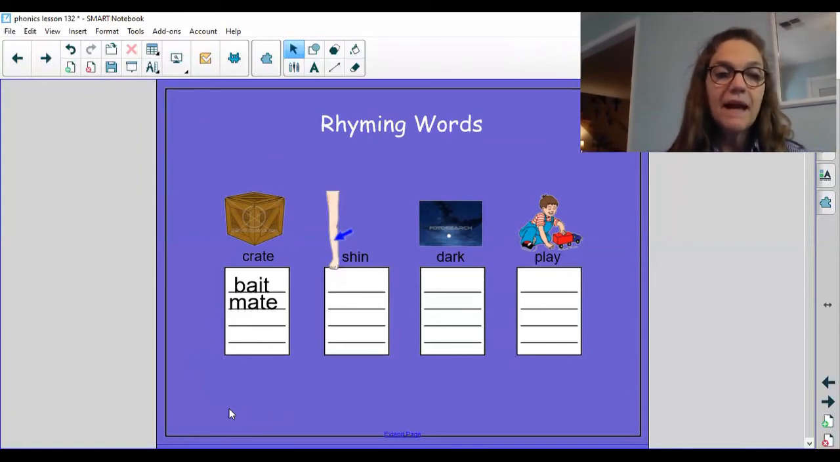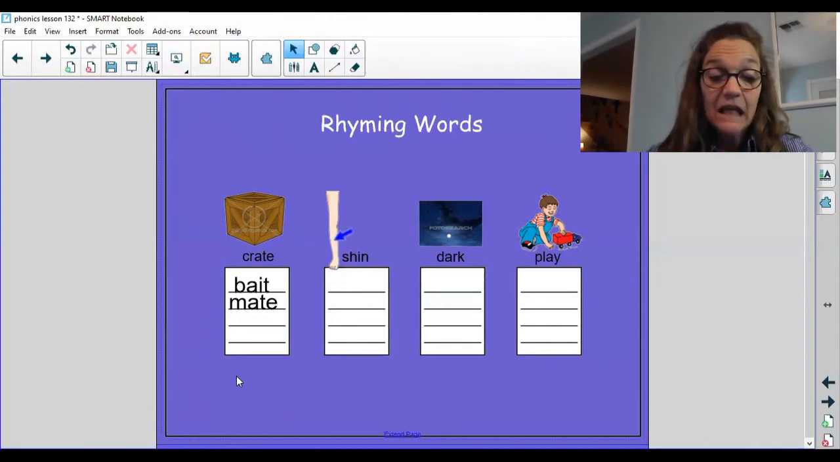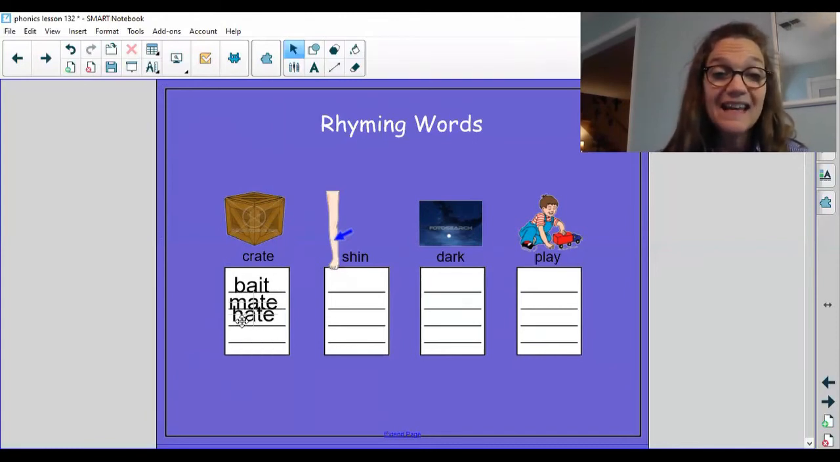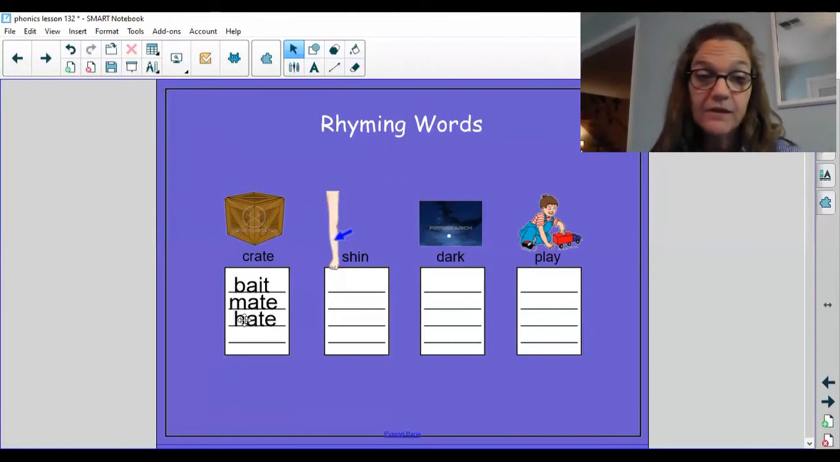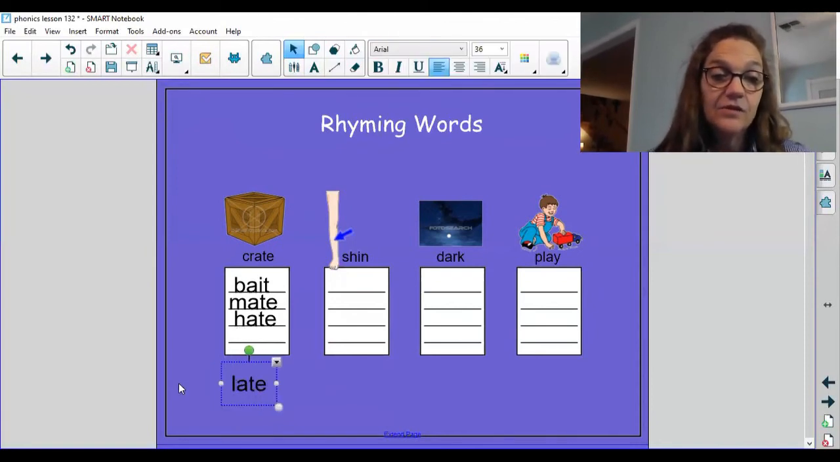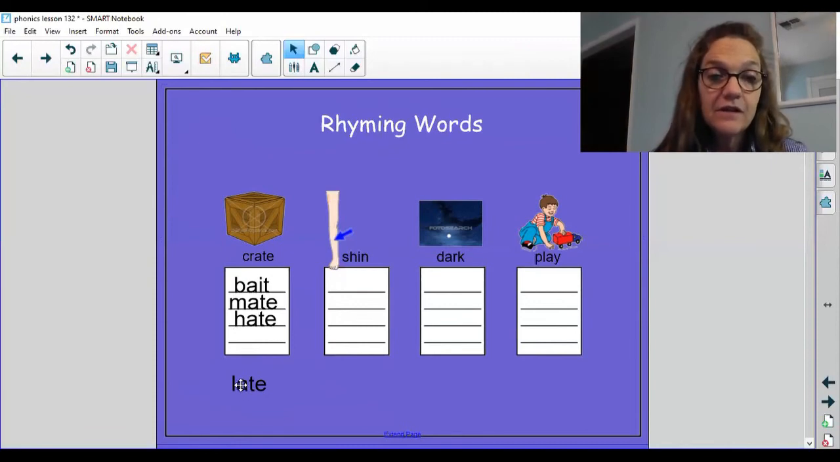Let's see, crate, bait, mate, hate. It is not good to hate. God does not want us to hate anybody, and God doesn't hate anybody. Jesus didn't hate anybody. He loved all humans. We should try to do the same. Crate, bait, mate, hate. How about late? You do not want to be late for supper. You might not get any supper.